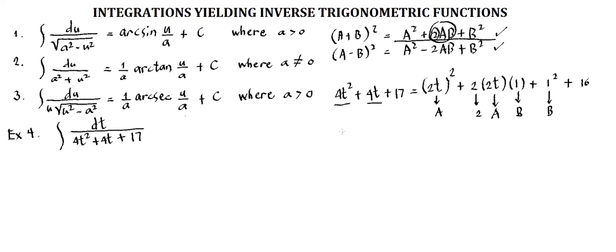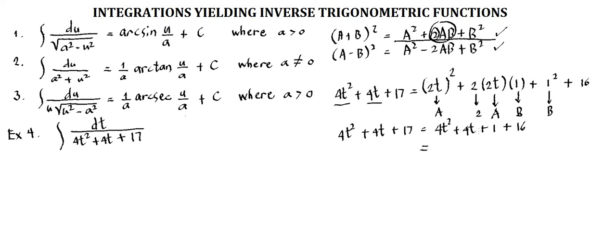So, yung ating denominator na 4t squared plus 4t and then plus 17 equals 4t squared plus 4t plus 1. So, ito yung ating perfect square trinomial. At yung natira ay 16.